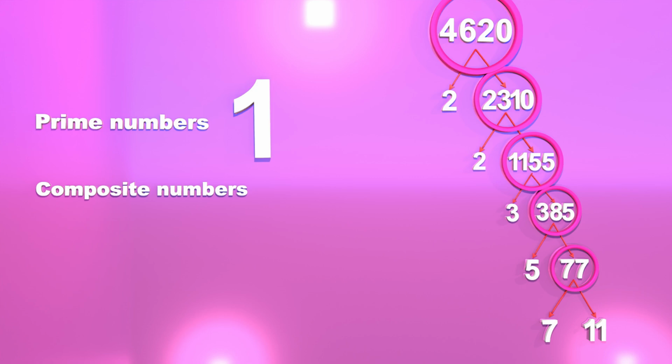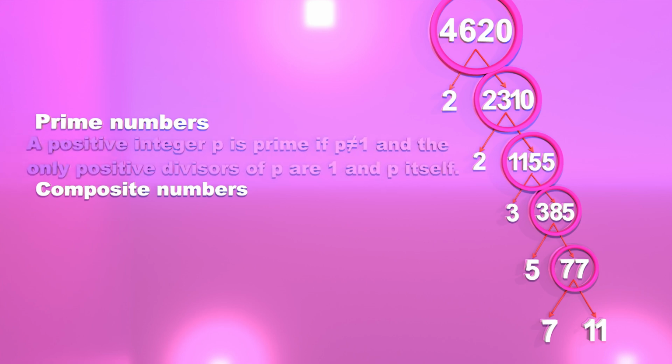If someone asks you what is the definition of prime numbers, then what will you say? A positive integer p is prime if p is not equal to 1 and the positive divisors of p are 1 and p itself. Note that here it is said that p is not equal to 1, means 1 is not a prime number. But why? If someone asks you why 1 is not a prime number, then what will you say? You can pause and think about it. Okay, if you don't know, we will find it soon.